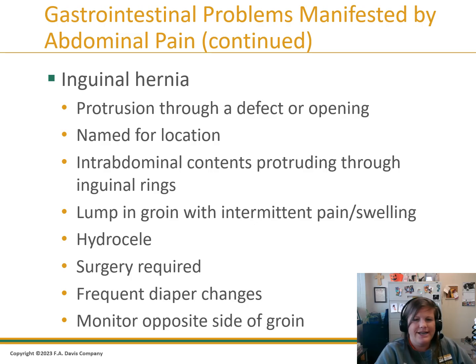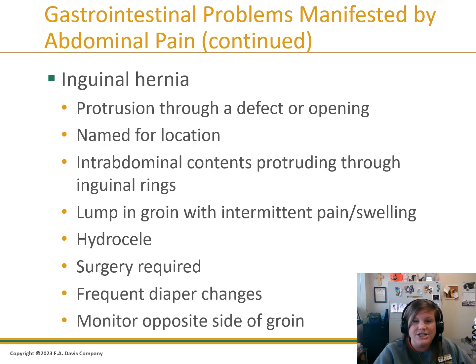Okay, our next condition, still in terms of abdominal pain being the primary or consistent manifestation, is an inguinal hernia. And a hernia in general should be a term you've heard of before. A hernia is when somebody has some kind of protrusion of tissue through an area it's not meant to protrude through.